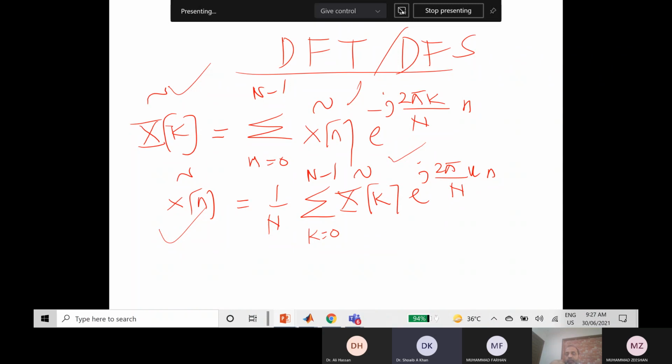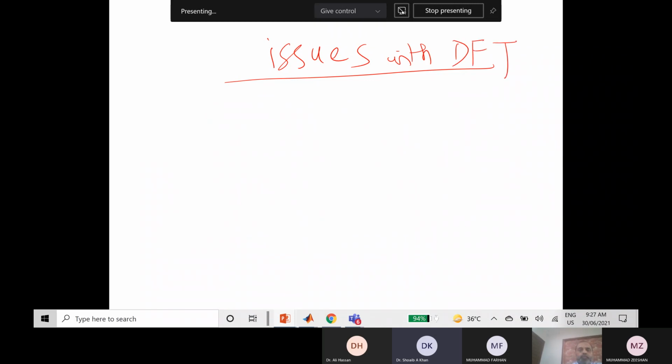The problem is that some of the properties of the DTFT are no more valid for these formulas. They are replaced by the properties of the discrete Fourier series. Right? Issue with discrete Fourier transform.